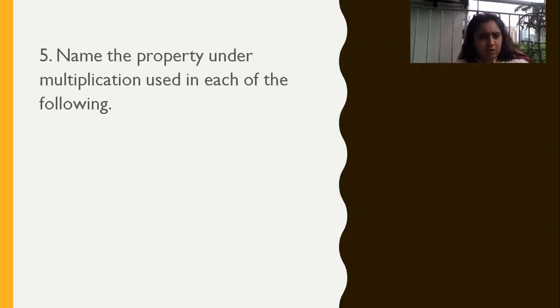We'll start from question number 5, and our question number 5 is: name the property under multiplication used in each of the following. We have so many parts of this question. We have 3 parts in this question, and we have to tell the name of the property which they have used in that particular part. So for your convenience, I have written down the properties just to revise them, because these properties will be used in these parts.